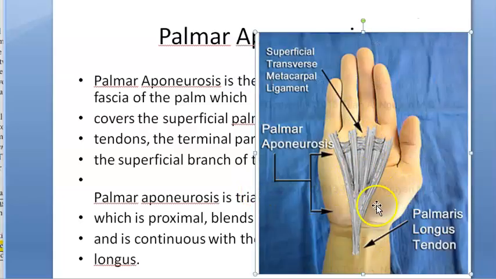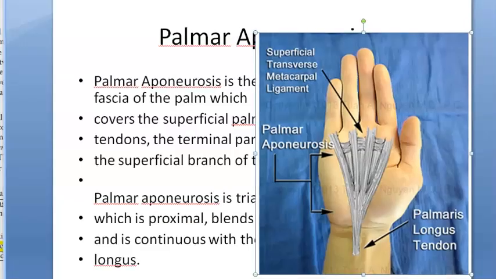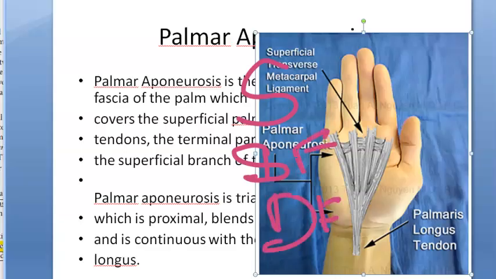This is your palm, and in the palm below your skin, what do you have? Superficial fascia. Below the superficial fascia, what do you have? Deep fascia. That is nothing but your palmar aponeurosis, and all of them are attached to each other. So what did I say? There is skin. Let me choose a pink for skin. So you have skin. Under that you have superficial fascia. Under that you have deep fascia. This deep fascia is nothing but your palmar aponeurosis.